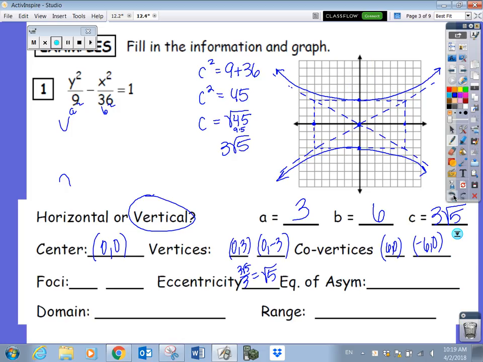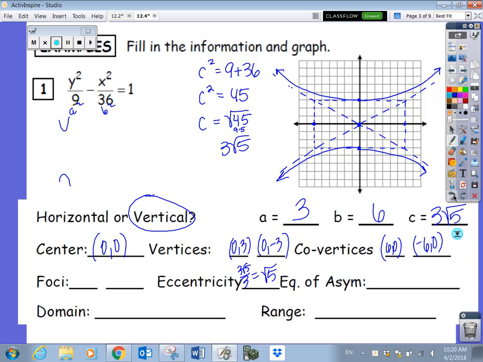So you must draw the asymptote first. That is the one thing that you must do before you draw the graph. The asymptote has to be there before you graph the hyperbola. And it needs to approach the asymptote. Very important that happens.